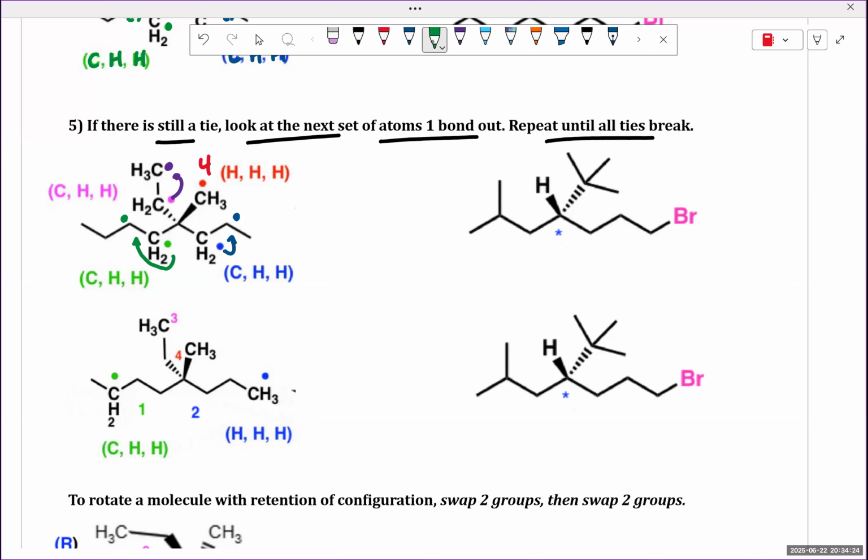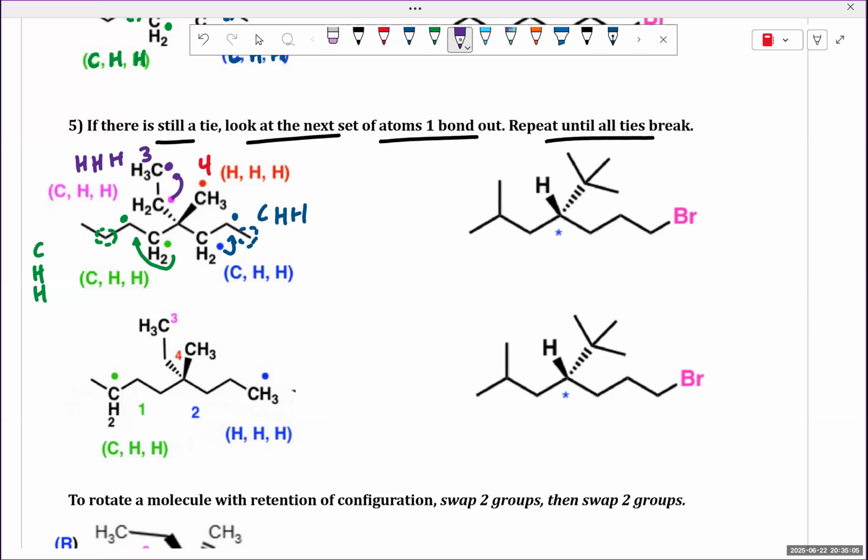Okay, so taking a look now, we have this carbon here is attached to a carbon and 2 hydrogens. This carbon here is attached to 1, 2, 3 hydrogens. This carbon here, looking at this blue dot, we're attached to a carbon and 2 hydrogens. So as you can see, we've broken the tie once again. Hydrogens are lower in priority than carbon, so this group is priority 3.